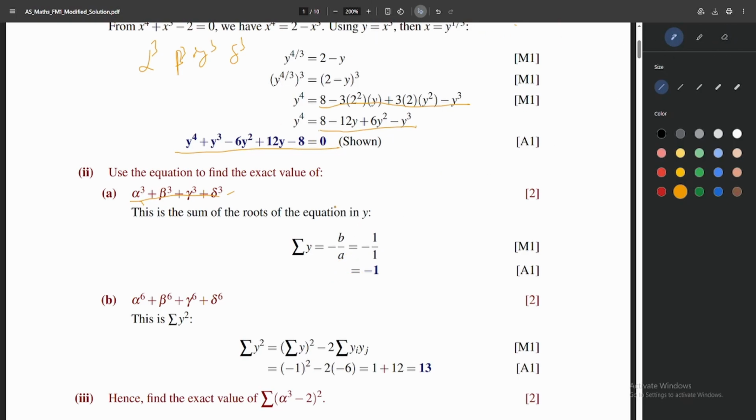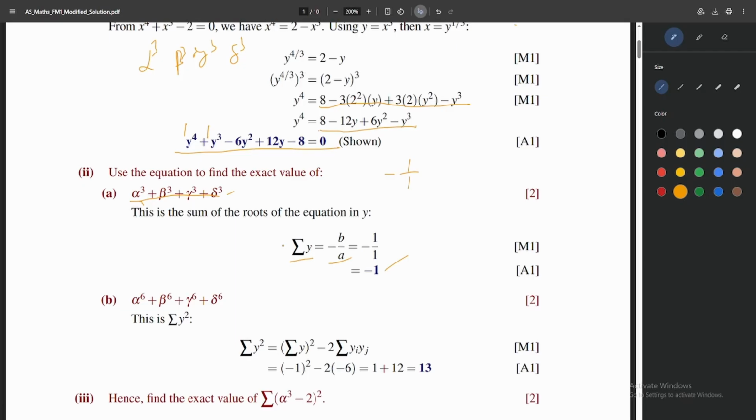So over here they use Vieta's formula. The sum of the roots of y is minus b by a, in other words, it's simply the second coefficient. The coefficient of this term is 1 and the coefficient of this term is 1 again. So 1 by 1, and then minus in the front, so it becomes minus 1. So yeah, that's it. Our next question asks us to find alpha to the power 6.